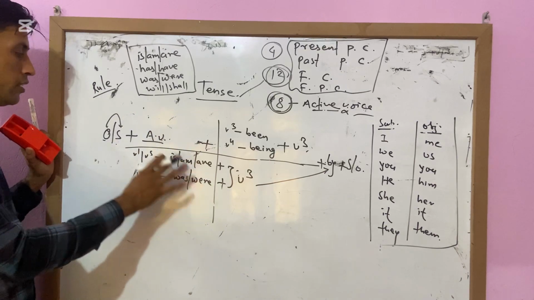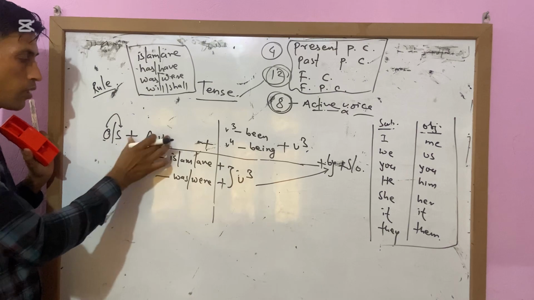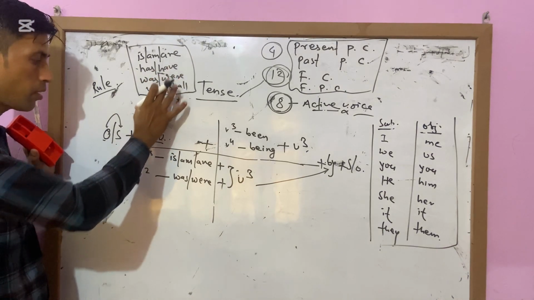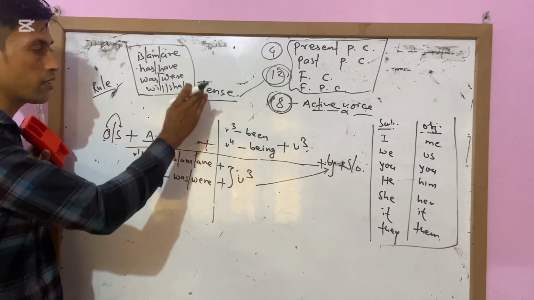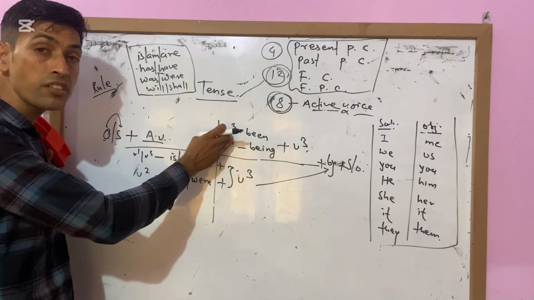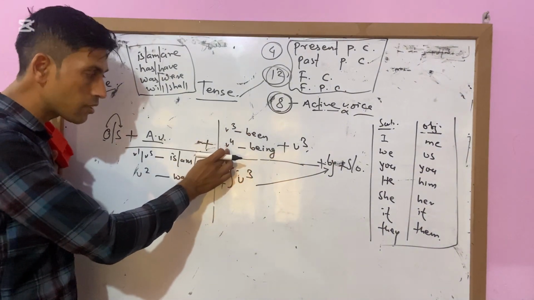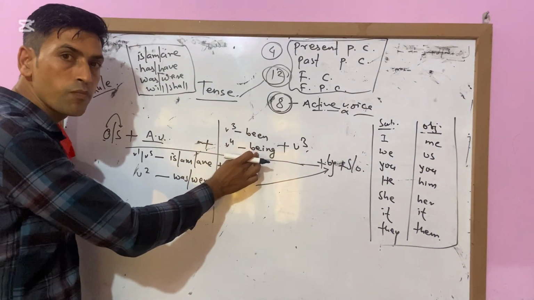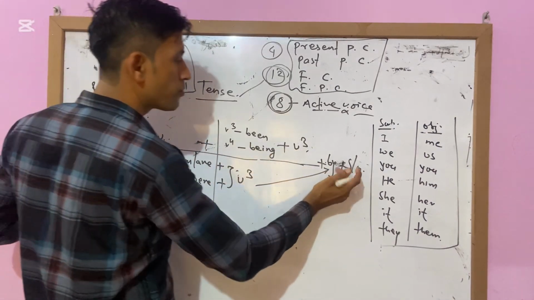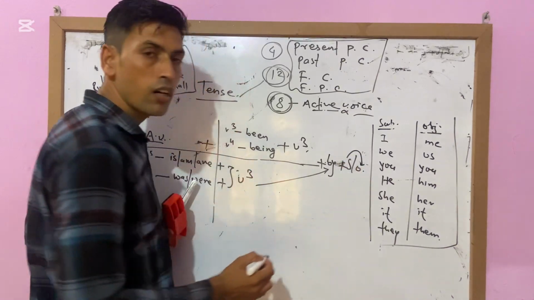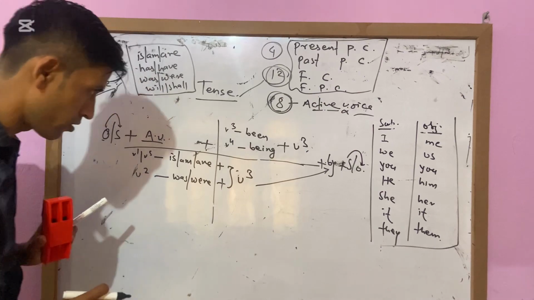Again, I want to repeat it. Object by subject: the object we use in the subject position. Then if an auxiliary verb is given in the question, we use the auxiliary verb. After the auxiliary verb, if verb 3 is given in the active voice, then we use been, right? If verb 4 is given, then we use being. Then verb 3, by. Subject by object means the subject we change into the object position.